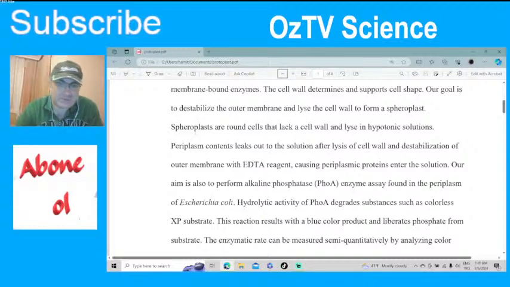So in a spheroplast, there are none. Periplasm contents leak out to the solution after lysis of the cell wall and the stabilization of the outer membrane with EDTA reagent, causing periplasmic proteins to enter the solution. You see my English, I had some typos. Causing periplasmic proteins entering the solution.